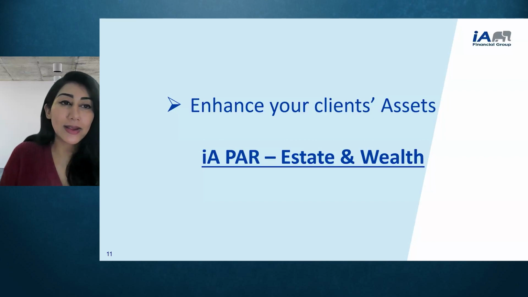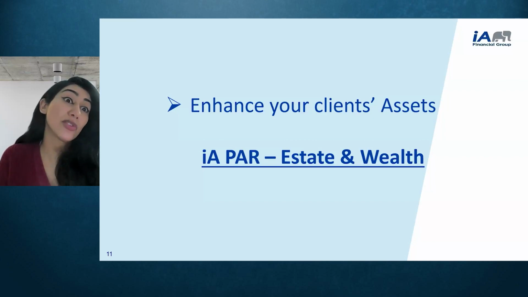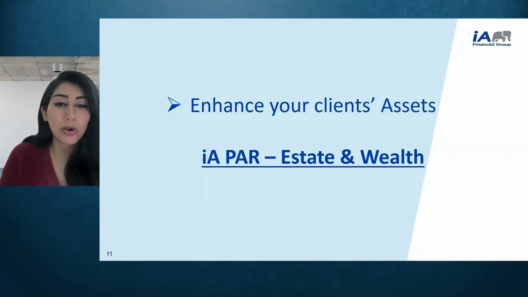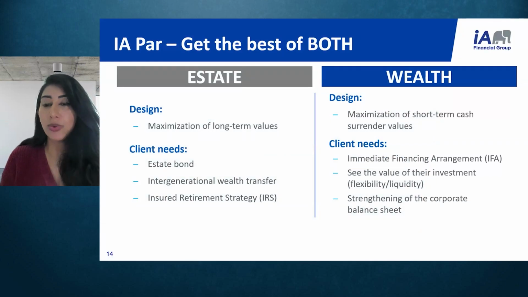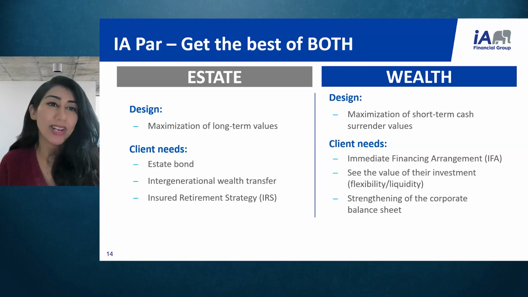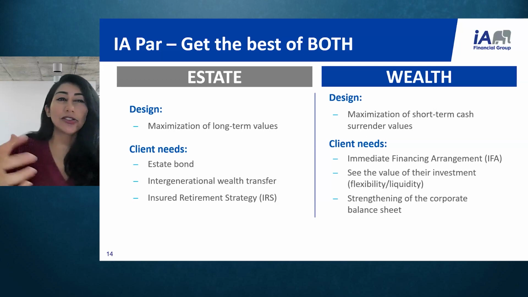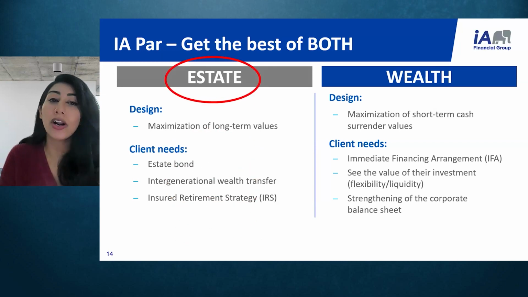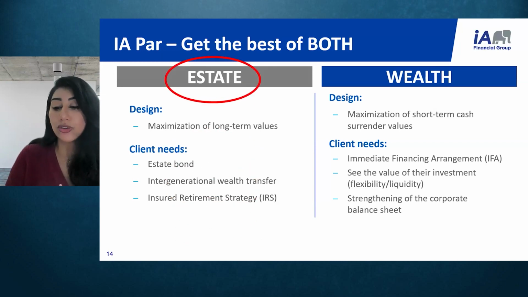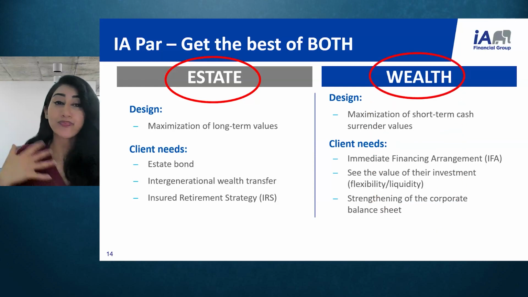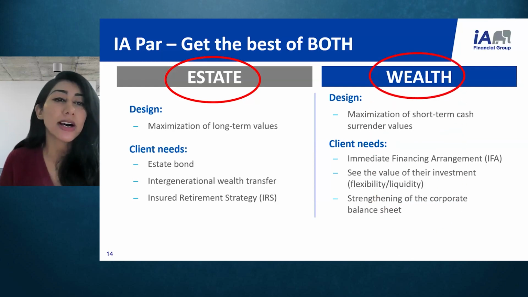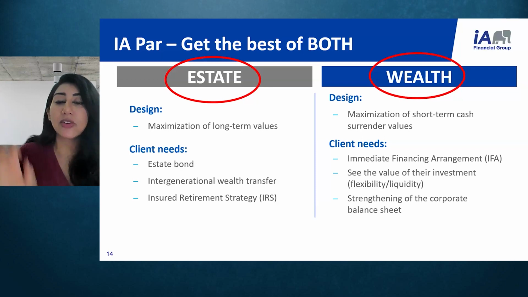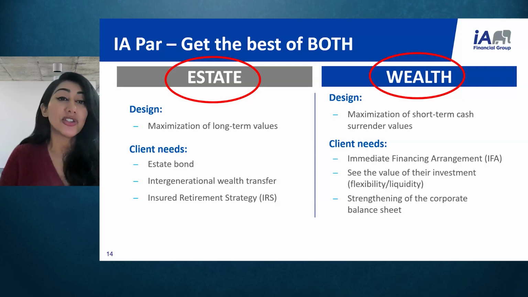When it came to IA, one of the major changes we made over three and a half years ago was with our Par Whole Life. With the launch of Par Whole Life, we were able to enhance the conversation and step into a field with affluent clients, business owners, or individuals looking to either maximize their estate with our estate version, or take a look at wealth options with our wealth version. So you have the best of both worlds with IA: the estate version and the wealth version, based on the strategies you're looking at for the client.